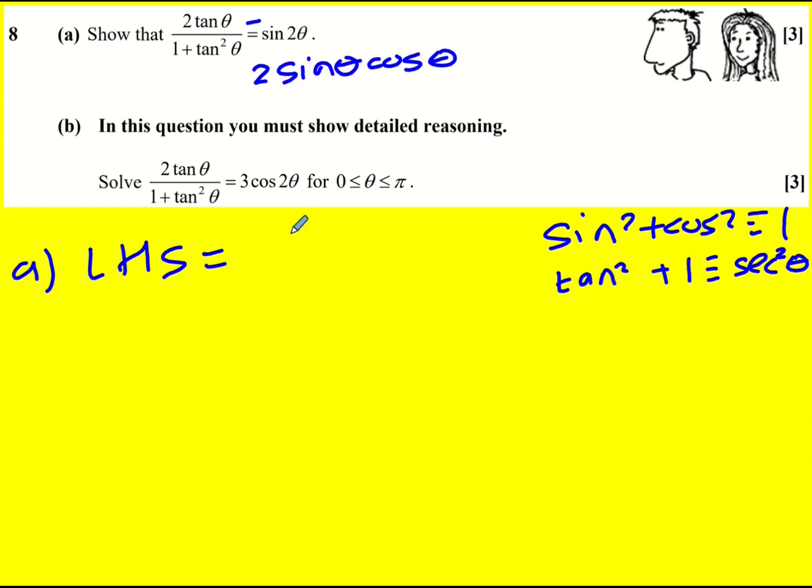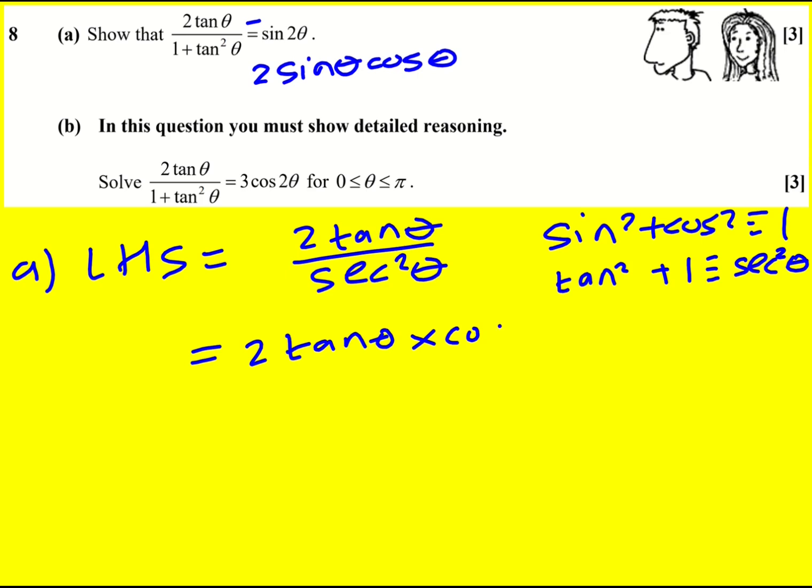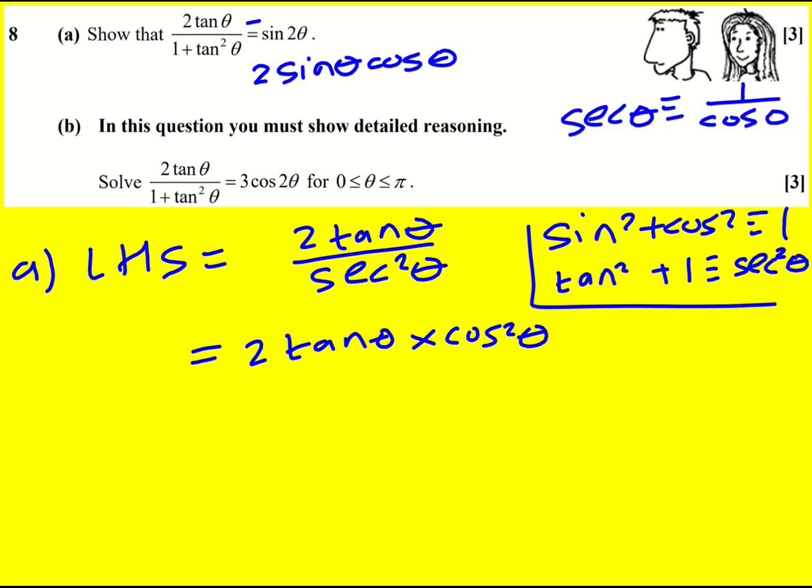So the left-hand side is going to become 2 tan theta over sec squared theta, which actually becomes 2 tan theta times cos squared theta, because sec, I didn't actually say this, did I? But sec theta is the same as 1 over cos theta. Well, that's the definition essentially, and hence 1 over sec theta is going to be cos theta, similar way. So that means 1 over sec squared theta is going to be cos squared theta. Okay, sorted. Right, we're nearly there actually.